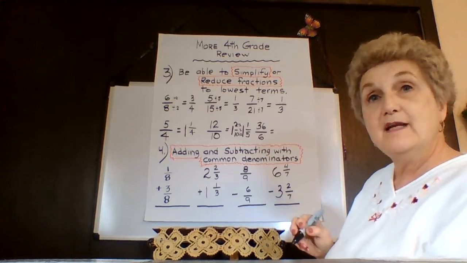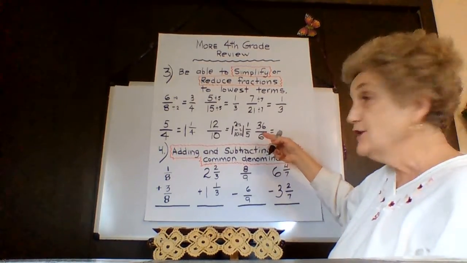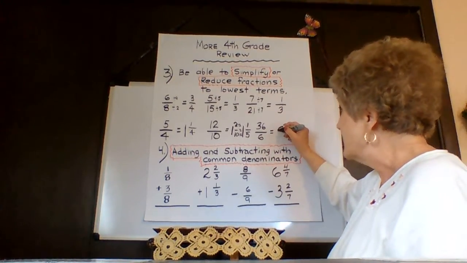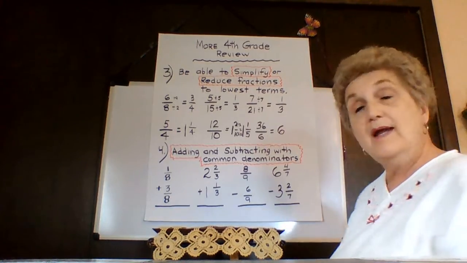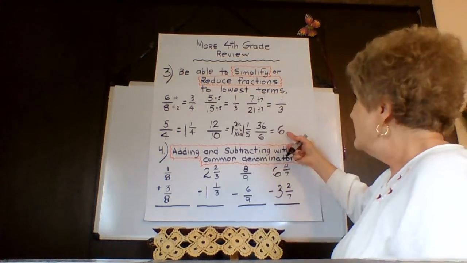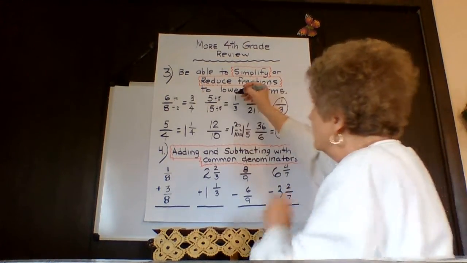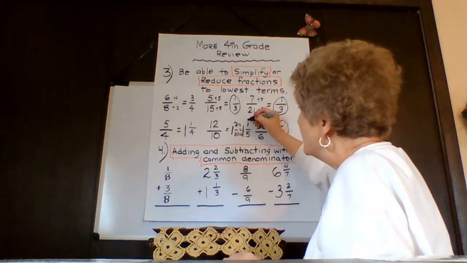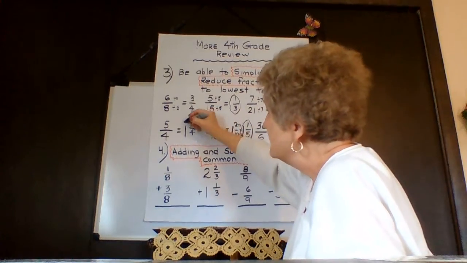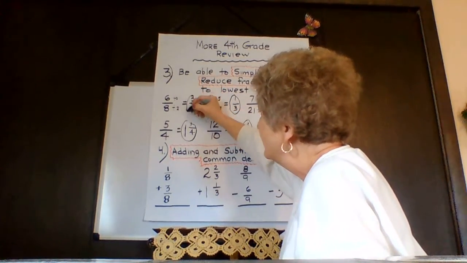Now, 36 divided by 6. Let's use our division again. 6 goes into 36 6 times. This time I don't have a mixed number. I end up with a whole number answer. But these are the simplest forms of the fractions we started with. Everybody see that? Hope so.